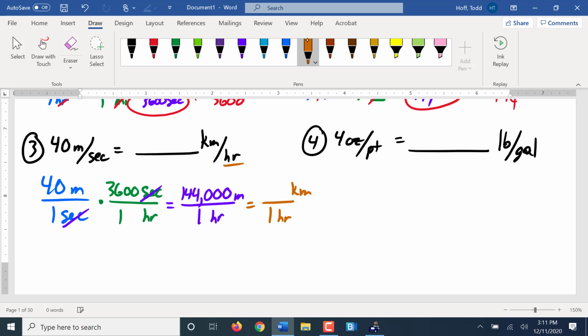From meters to kilometers, if I look at the chart, it's 3 spots to the left. So I just have to move my decimal point 3 spots to the left. It's 144 kilometers per hour. Does that make sense?